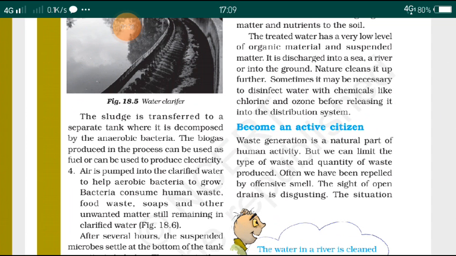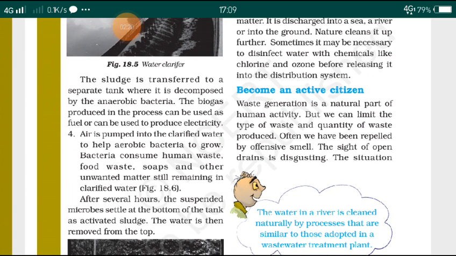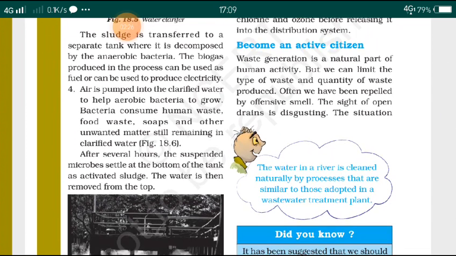The sludge is transferred to a separate tank where it is decomposed by anaerobic bacteria. The biogas produced in the process can be used as fuel or to produce electricity.